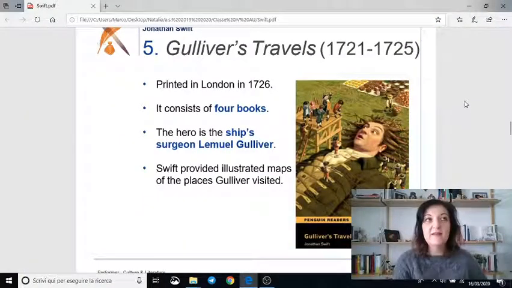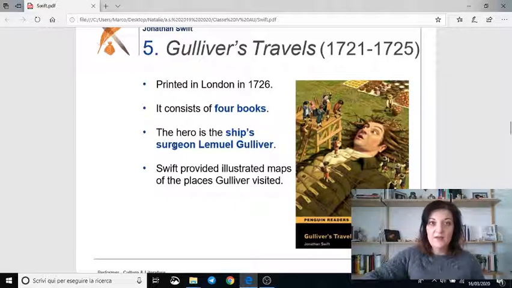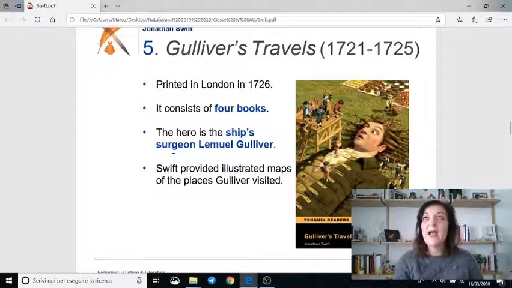And we were saying that this masterpiece was published anonymously in 1726 after having been written for about 5 years, from 1721 to 1725, as you can see here in this part of the screen. And we said that it consists of 4 books. It is a kind of mock travel novel, dealing with travels. The hero, the protagonist, the main character, and also the narrator of the novel is a ship surgeon, whose name is Lemuel Gulliver.